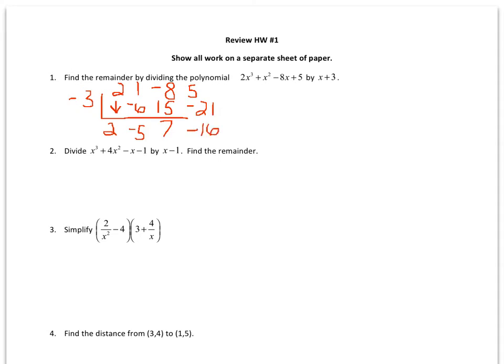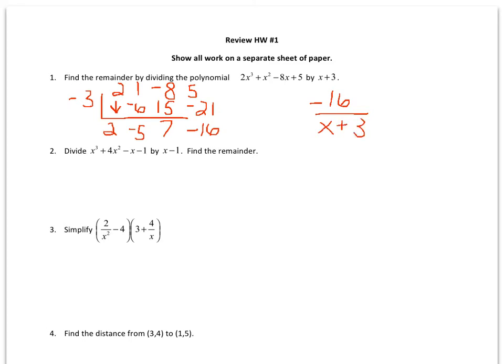And so this question is just asking us to find the remainder. So our remainder is -16, but we need to put that over what we were originally dividing by. So -16 over x plus 3.